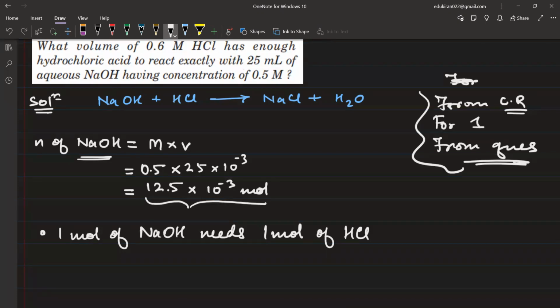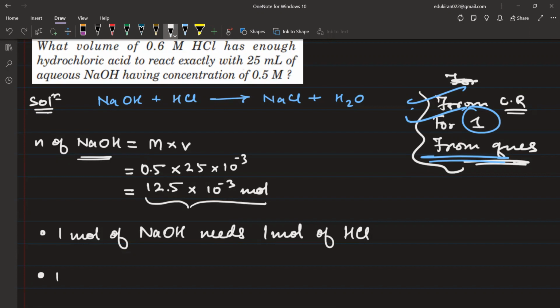We have got this. The first is done, yes or no? The second is done, yes or no? No, we haven't found it for 1. Yes, find it. Now we are writing from the question. So how many number of moles are there? How many do we have? 12.5.